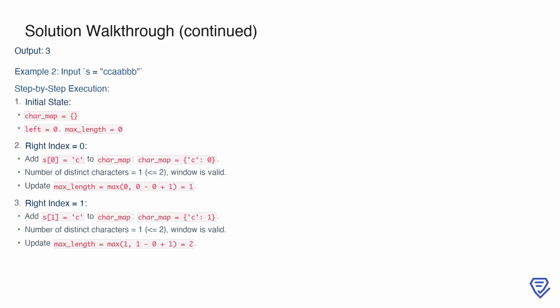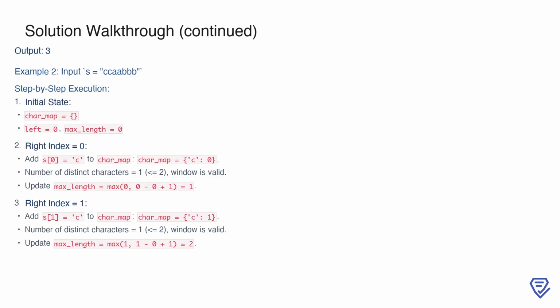Now, moving to the second example with the input string kebab, the initial setup remains the same, an empty character map, and both the left pointer and maximum length set to 0. At index 0, we add C to the map. The window has one distinct character, so we update the maximum length to 1.